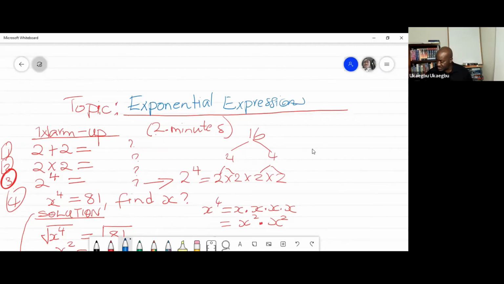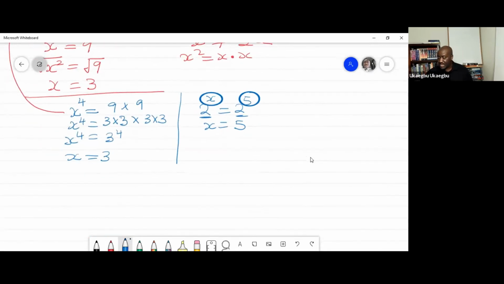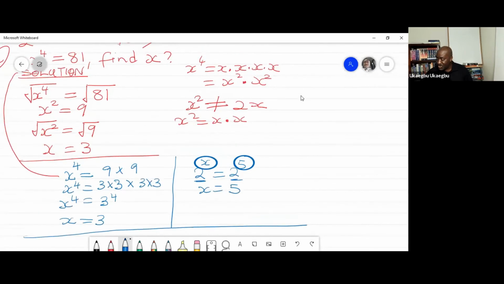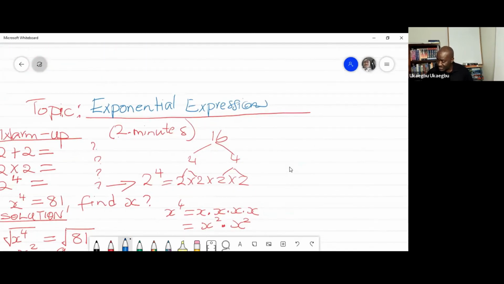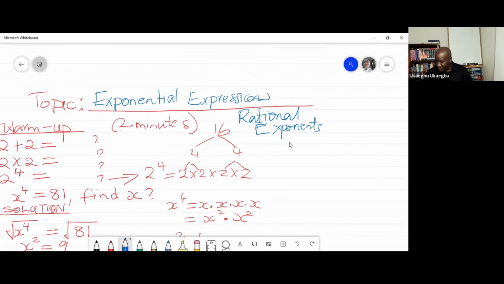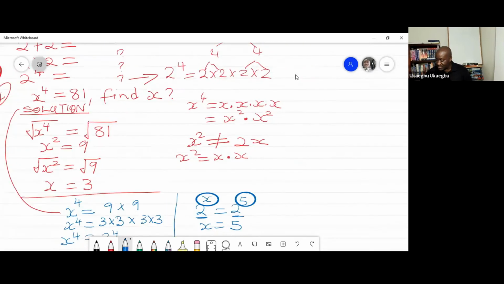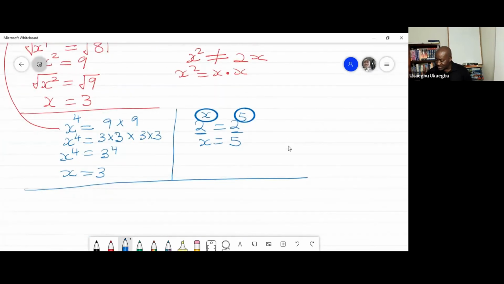Exponential expressions is the topic. Okay, so now let's look at other numbers that can appear in the form of an exponent, and let's see how we can deal with it. This topic can also be called rational exponent. I'm going to tell you why it is also called rational exponent. But let's start with this example.